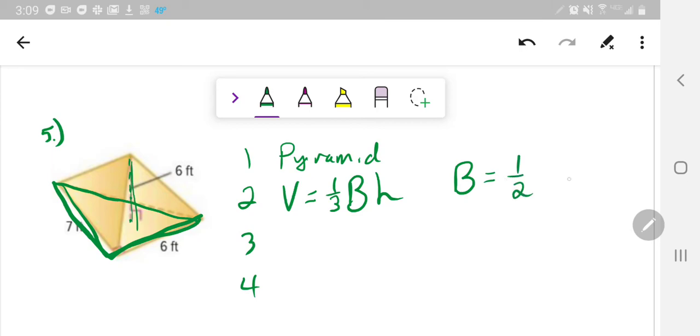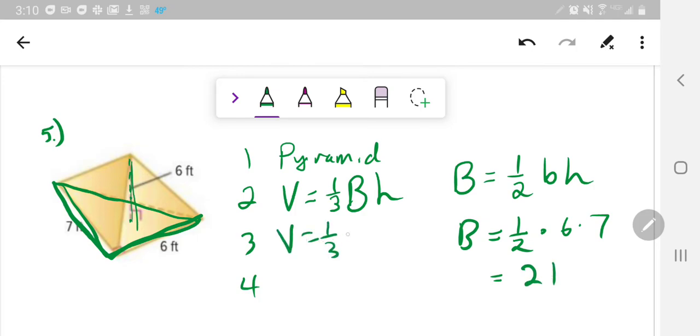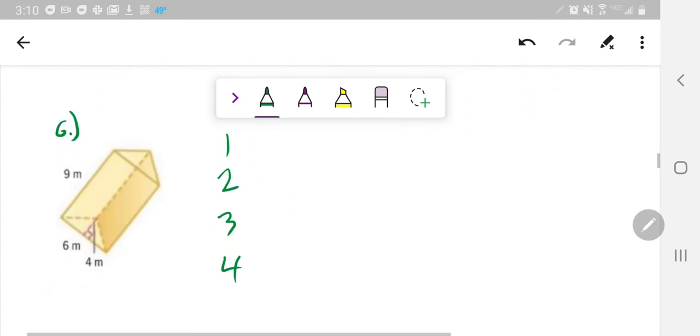And we know that the area of a triangle is 1/2 base times height. So we're going to get 1/2 times 6 times 7, which gives us an answer of 21. So now let's substitute in 1/3 of 21 times the height of this is right there, which is 6. And we get 42 when we calculate that. And since it's feet, we're going to get feet cubed. Moving on, 2 more, and then you guys should be good to go.